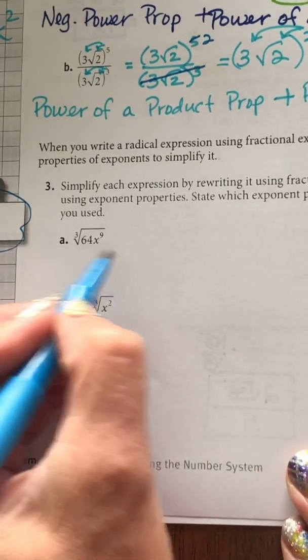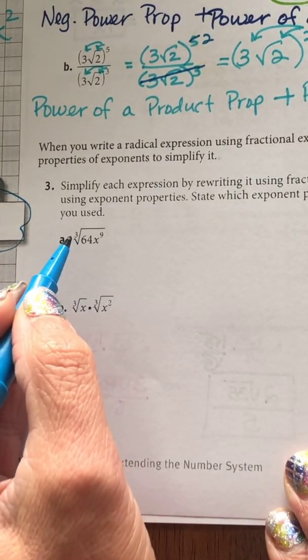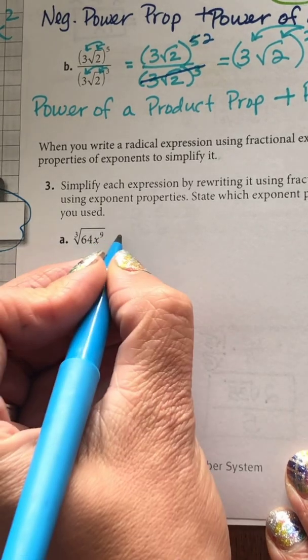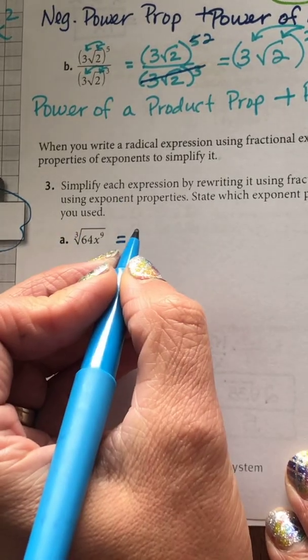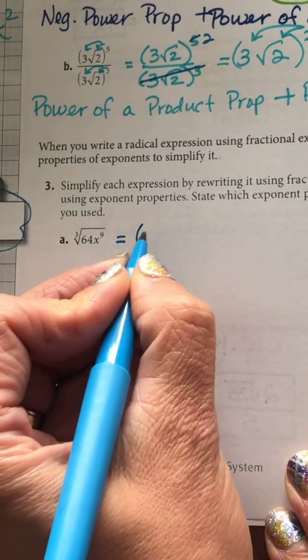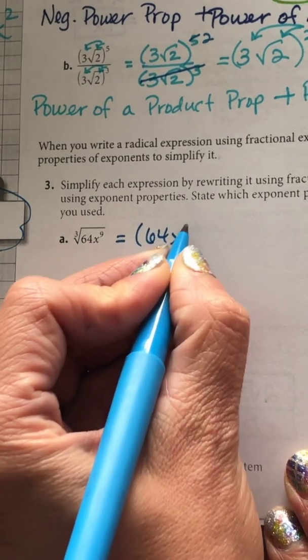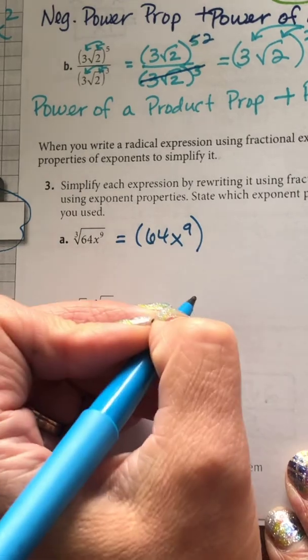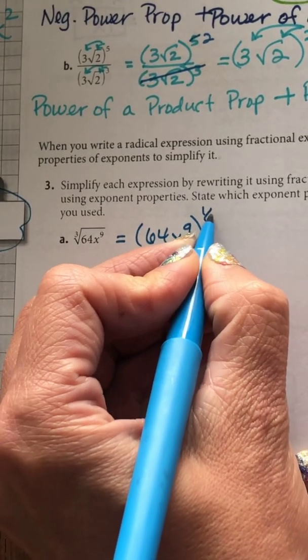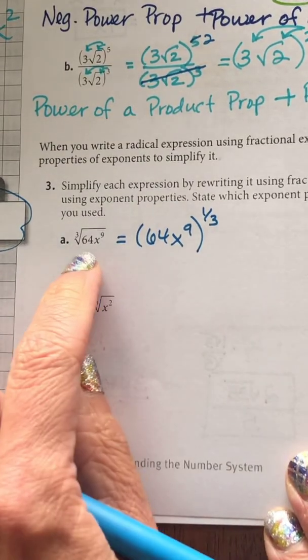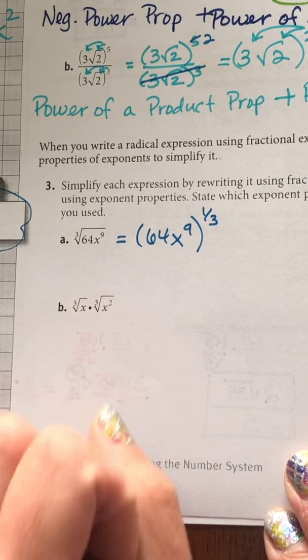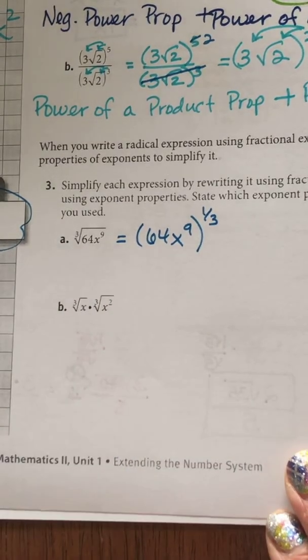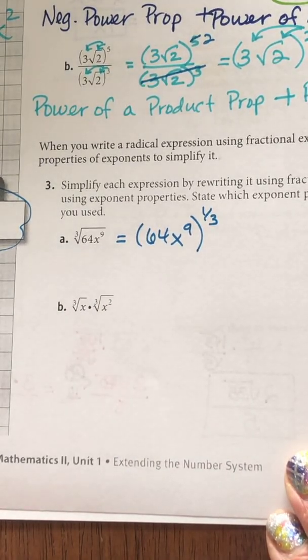Okay, so let's rewrite this using a fractional exponent. So because of the 3, this is a cubed root. So it's a cubed root of 64x to the 9th. Since all of that is under the cube root, all of that has to be in parentheses, and it's to the 1/3 power because we were taking a cubed root. If it were a square root, it would be to the 1/2 power. If it were a 4th root, it would be to the 1/4 power.